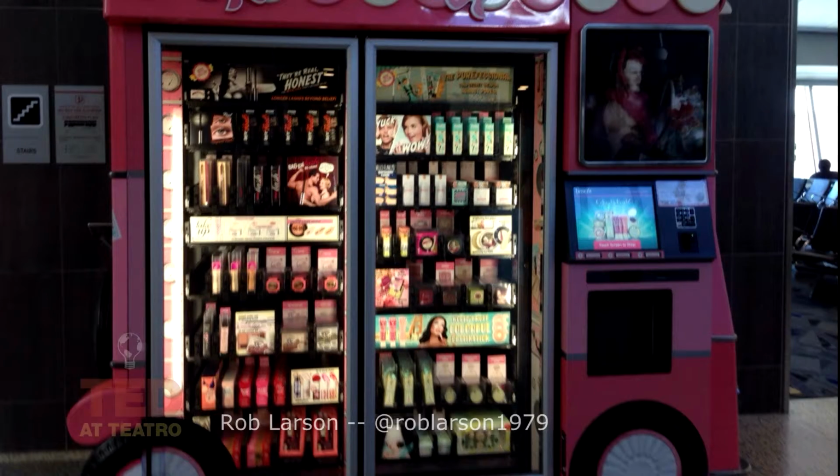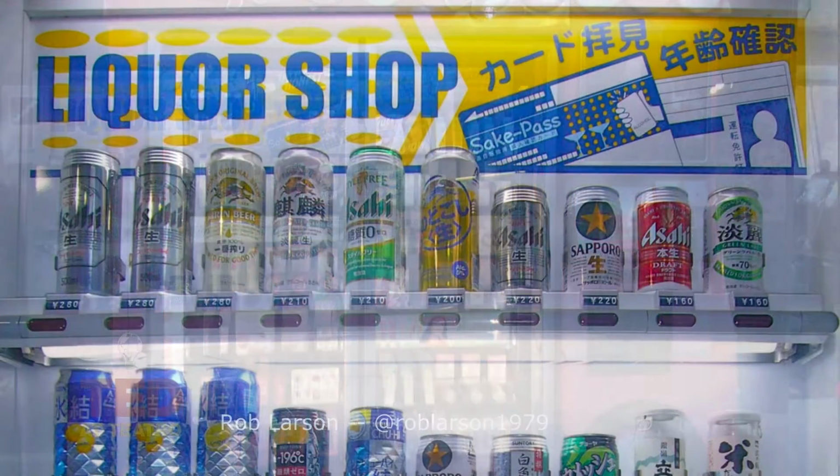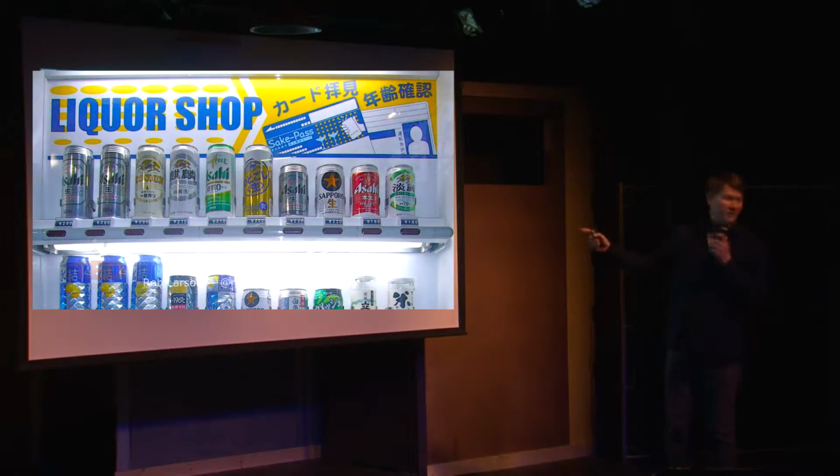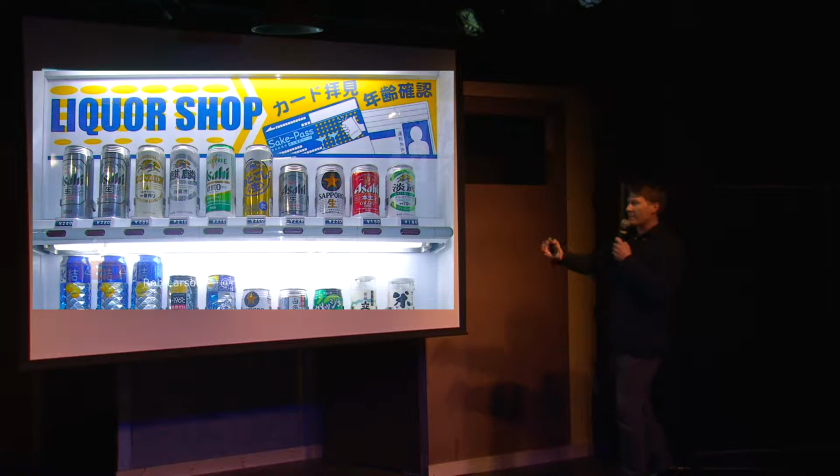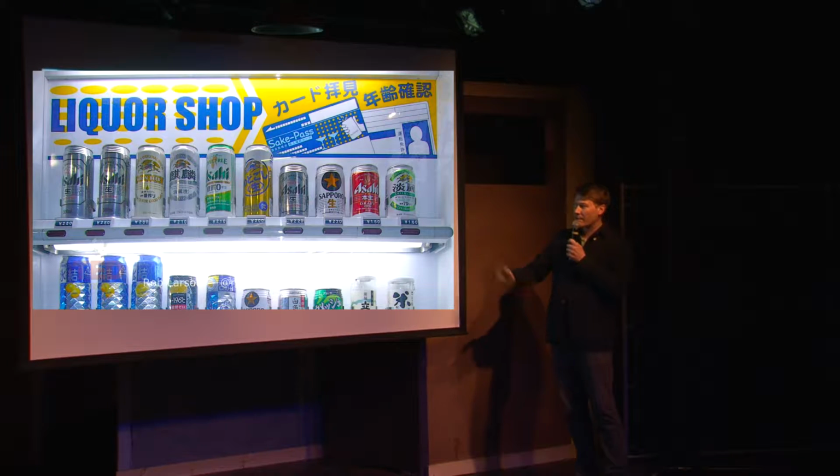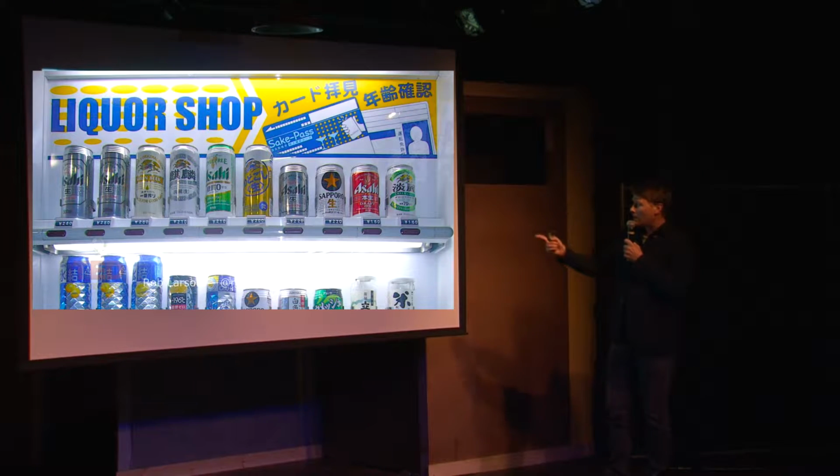taking your money. If you notice, this vending machine has wheels attached to it. This is a liquor store in Japan where your ID is connected to your money, and so you can always get liquor at the liquor store. It's connected to the Internet of Things, and it's pretty handy.